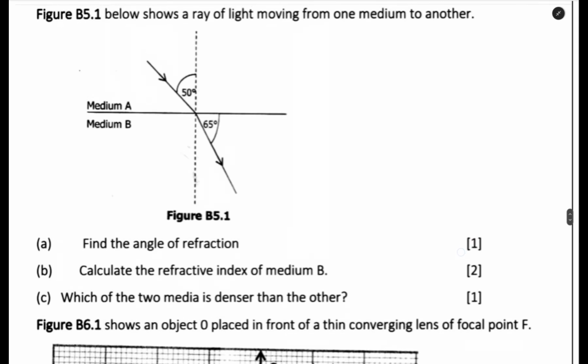Here is another question that we can answer. For this one, it is quite like the questions that we've answered already, so there's nothing much. Let me just read from the statement. Figure B5.1 below shows the ray of light moving from one medium to another. Find the angle of refraction. So the angle of refraction is right here, the angle between the refracted ray and the normal.